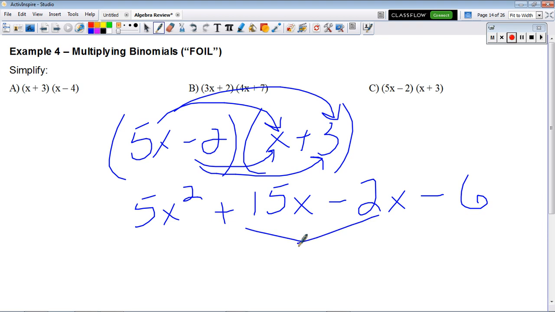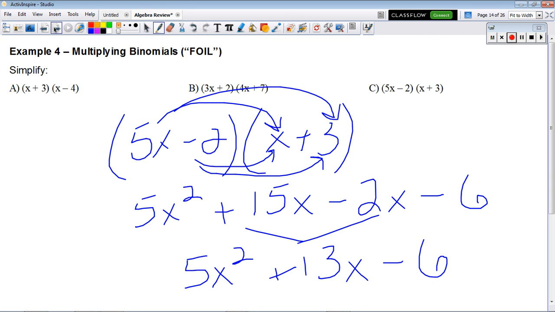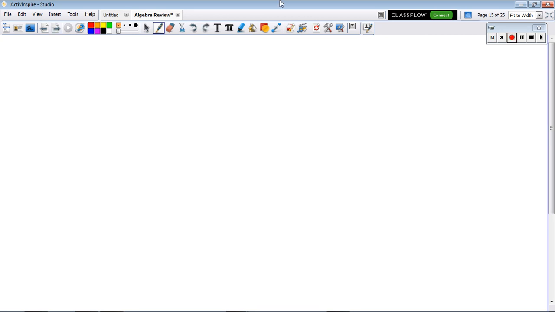Then I'm going to combine like terms. So here I'd have 5x squared plus 13x minus 6 at the end. And that's the answer for part C there. So that's just some different things that we do with some algebra involving combining like terms, as well as some different things with laws of exponents. In the next review, what we're going to look at is some different things involving factoring.